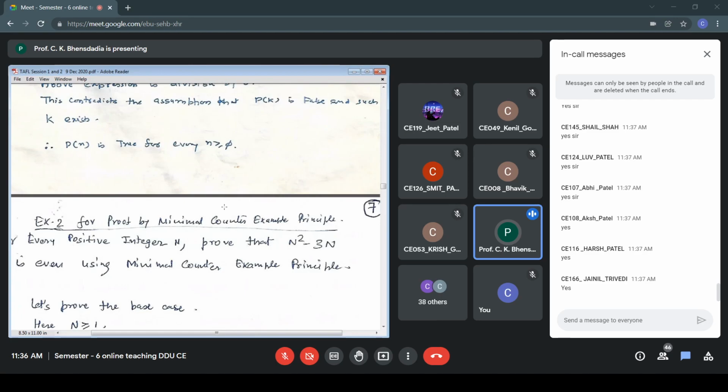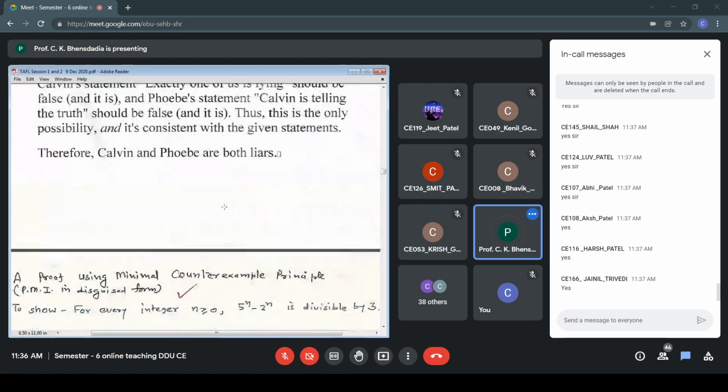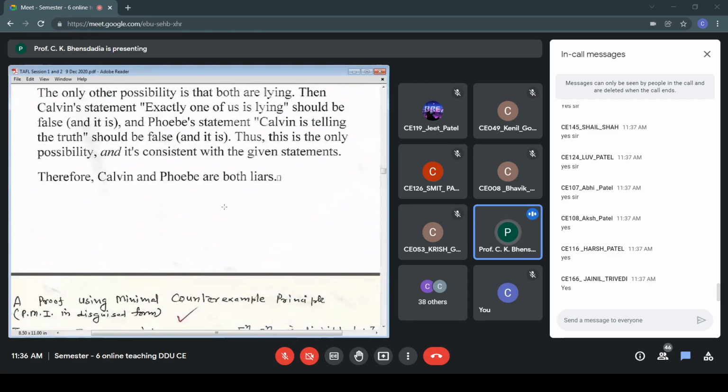For every positive integer n, prove that n square minus 3n is even using minimal counterexample principle. So now we know PMI in detail. This minimal counterexample principle is considered to be a disguised form of PMI. Proof using minimal counterexample principle is considered to be a disguised form of the principle of mathematical induction.